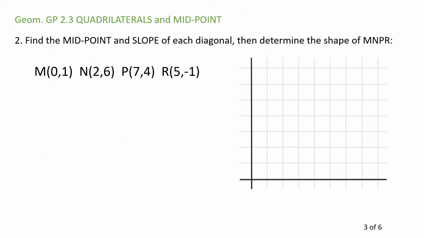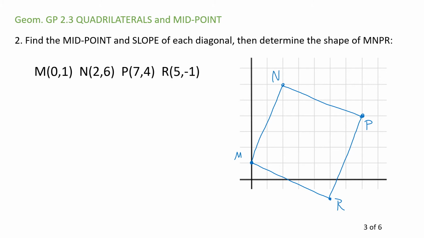Determine the shape of this one. I'm going to start by graphing it: side to side 0 up 1, that's M, over 2 up 6, over 7 up 4, and then 5, negative 1 is going to be off my grid. On the face of it, it looks like it's a square. But I don't know that for sure until I prove it. You can't just say something's a square without proving it.